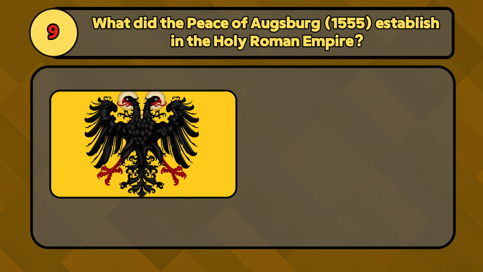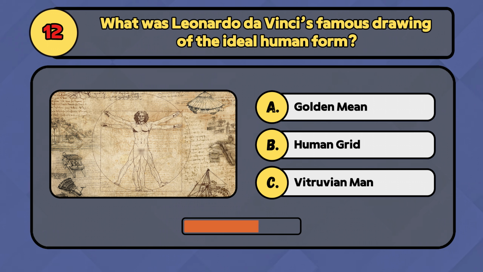Which English king broke away from the Catholic Church and created the Church of England? Henry VIII founded the Church of England after splitting with the Pope. What was Leonardo da Vinci's famous drawing of the ideal human form? Leonardo's sketch of ideal proportions is known as the Vitruvian Man.